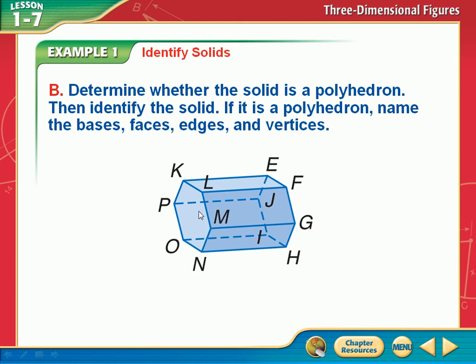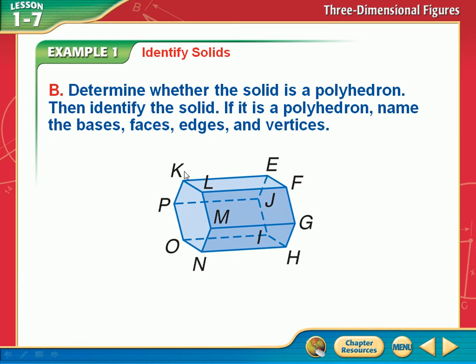Identify the solid. Well, how many sides does this thing have? There's 6 of them, so we call this a hexagonal prism. Very good, because the sides go straight up and down. Name the bases. Well, it's that one and this one. I'm not going to go through all these. The faces would be all the other sides, wouldn't it?